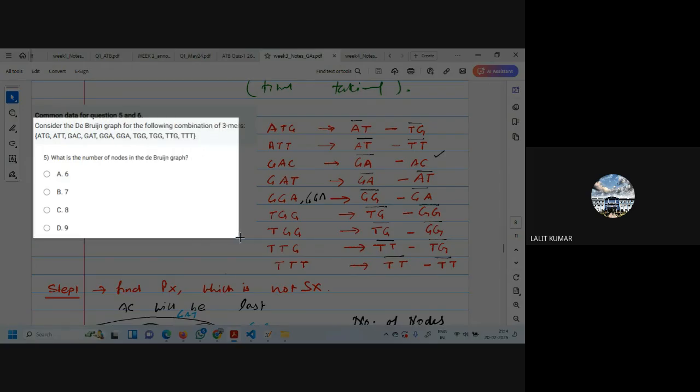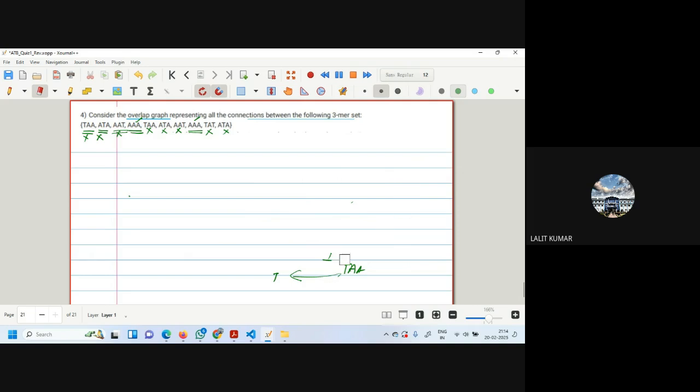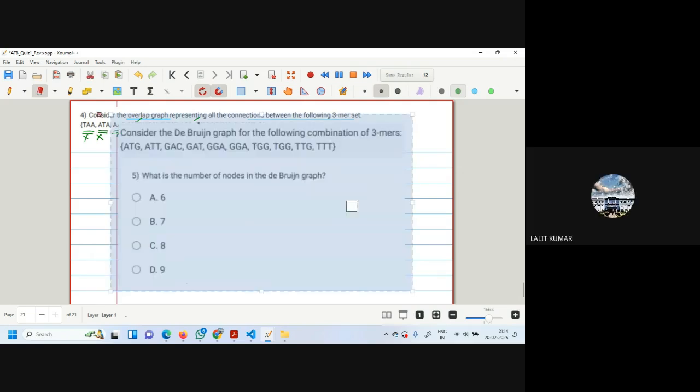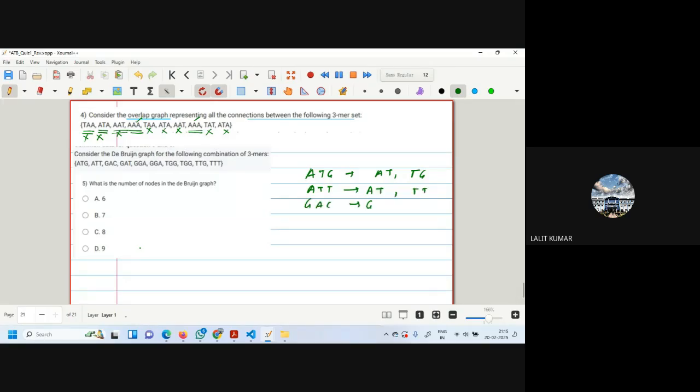So this we can do with the de Bruijn graph. Okay, shall we do it? Yes. Okay. This has come in all the PYQs. So de Bruijn we have been doing. Okay, so we know how to do this. So ATG we do AT, TG, ATT, ATTT. This we have seen in many examples. GAC, GAAC, GAT is GAAT, GGA. I think we have done the same example which was there in the lecture.